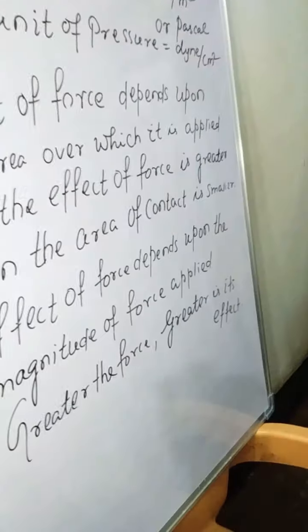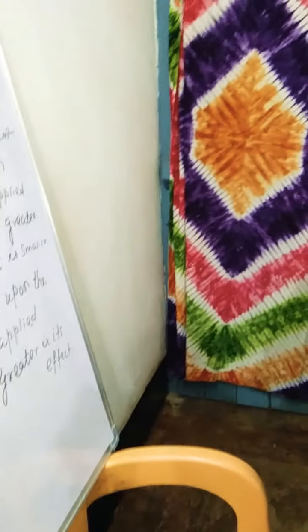How does it depend? Greater the force, greater is its effect. Suppose the first book is 500 gram force, and the second book is again 500 gram force. The total is 500 plus 500, 1000 gram force. This means the more the force, the greater is its effect. Understood all? So I can say pressure depends upon two factors. Number one, thrust. Number two, area.